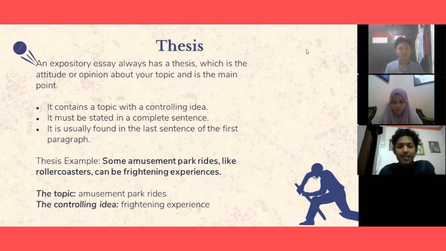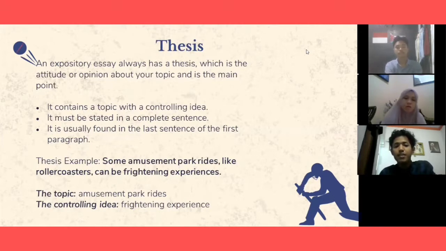I want to talk about the thesis. An expository essay always has a thesis, which is the attitude or opinion about your topic, and is the main point. Number 1, it contains a topic with a controlling idea. Number 2, it must be stated in a complete sentence. And number 3, it is usually found in the last sentence of the first paragraph. Thesis example: Some amusement park rides, like roller coasters, can be a frightening experience.